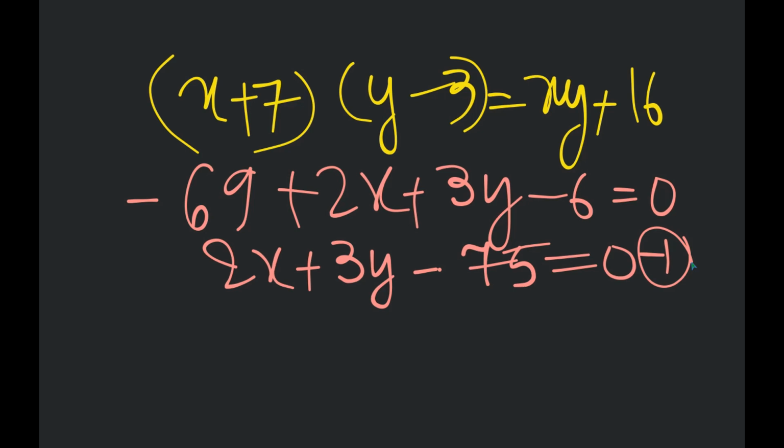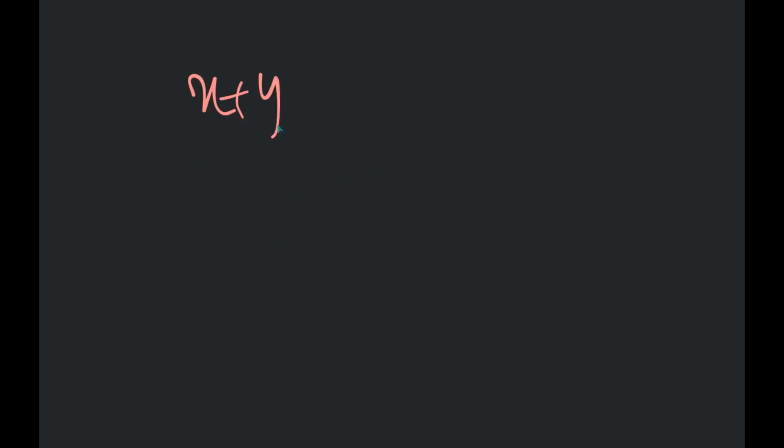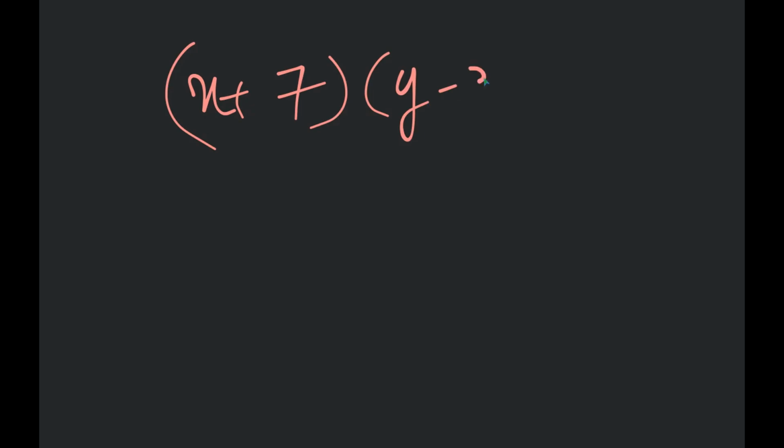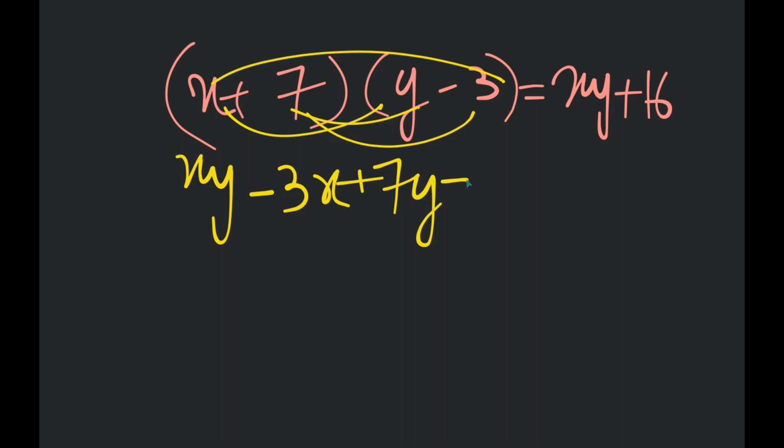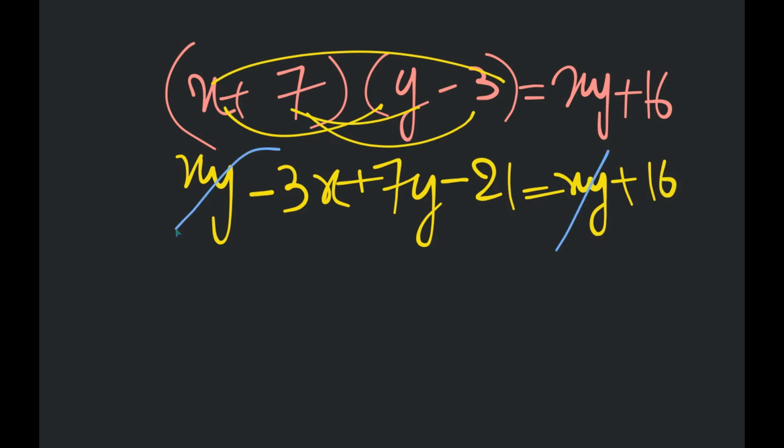Now like this we will solve for the second equation also. Second equation says x plus, sorry, here it is x plus 7, right? x plus 7 into y minus 3 is equal to xy plus 16. Okay, so when x gets multiplied with y, it will give you xy. x into minus 3 is minus 3x. 7 into y will give us 7y, and 7 into minus 3 will give us minus 21, is equal to xy plus 16. Okay, so same like the previous equation, here also xy and xy will get cancelled.